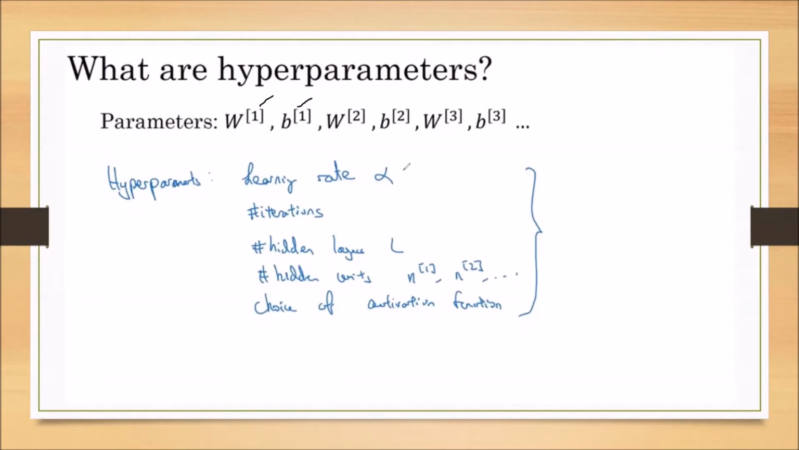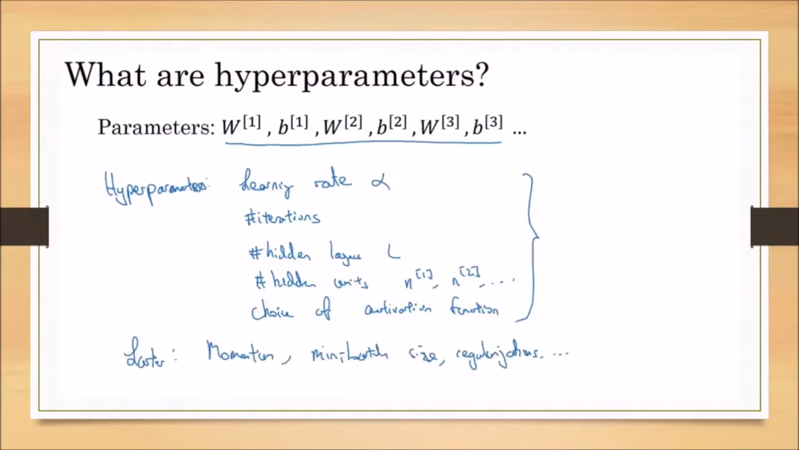It is like the learning rate alpha and the number of iterations. How many times do you want to iterate the gradient descent? How many hidden layers are you expecting in the deep neural network? In each hidden layer, how many units should be there? And the choice of activation function, whether you want to use the sigmoid function, a tanh function, a rectified linear unit function, or a leaky rectified linear unit function. All these are called hyperparameters.